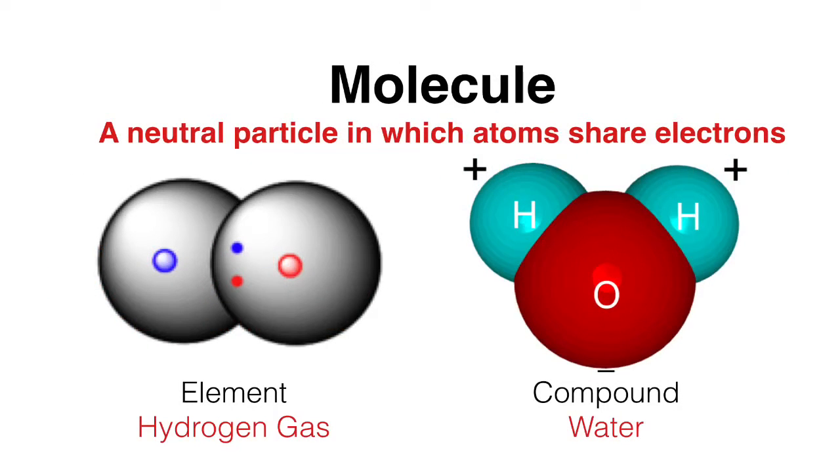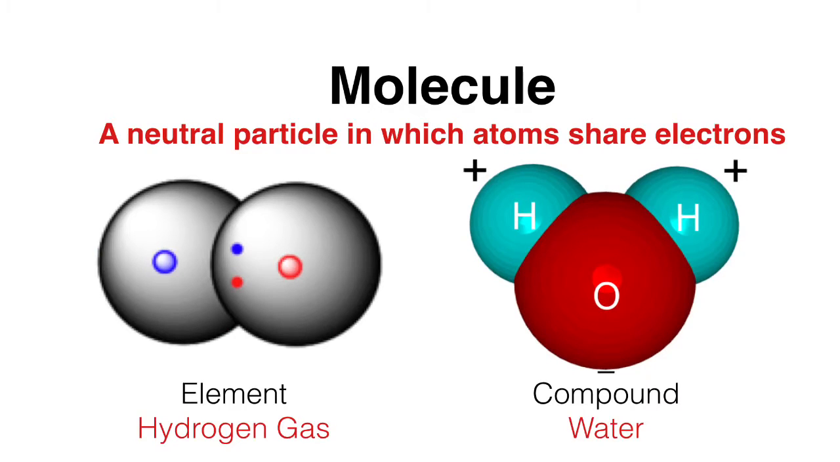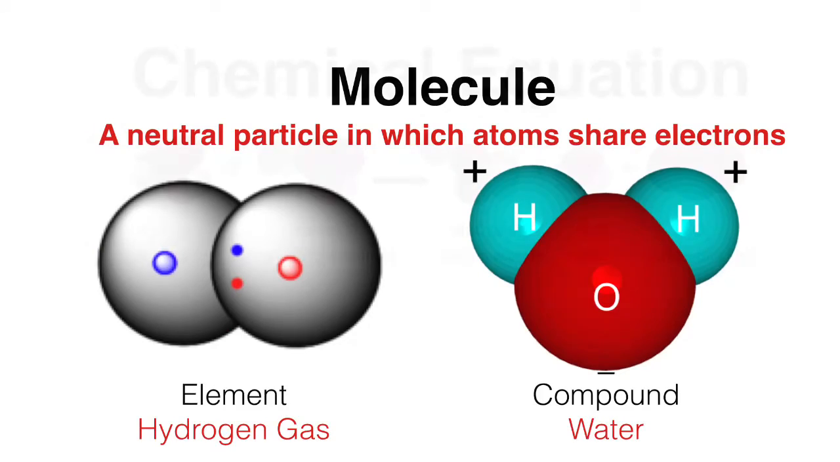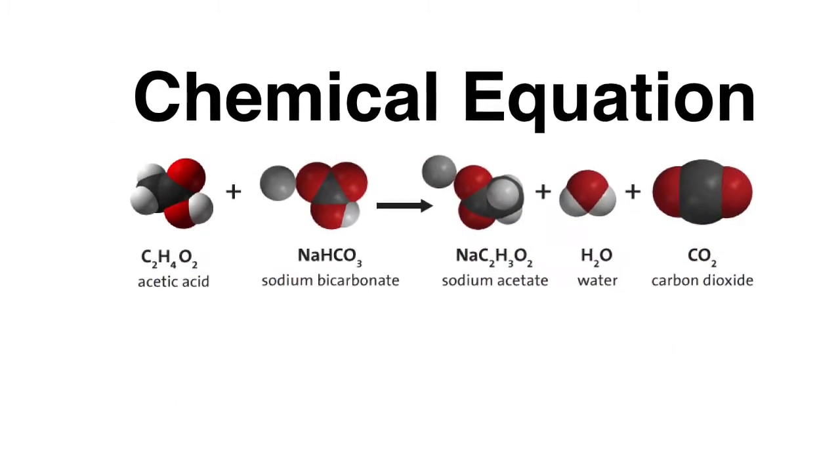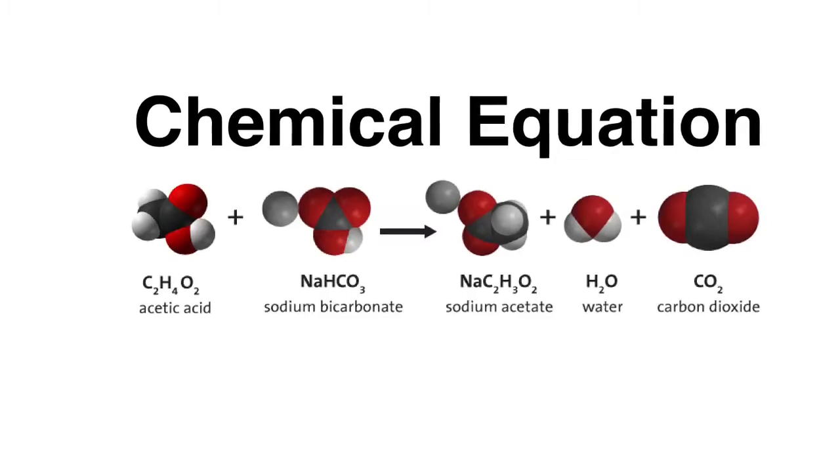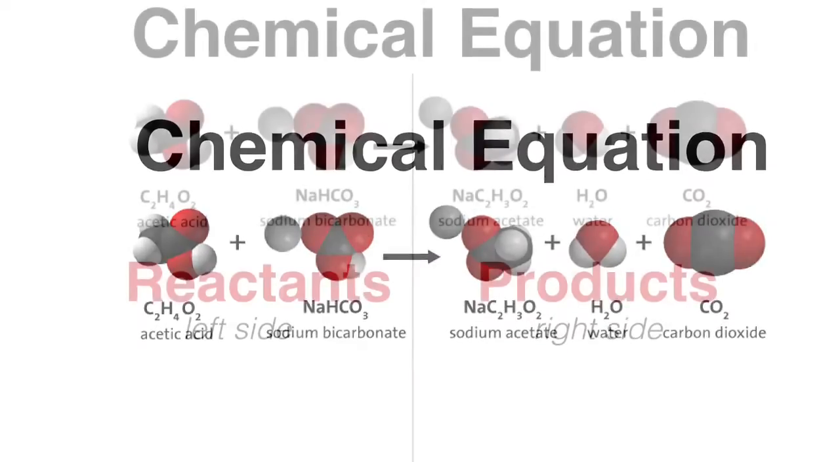This next idea is a molecule, which is a neutral particle in which atoms share electrons. Molecules can be elements such as the hydrogen gas here, H2. We could also have molecules for compounds. Water is a compound, and here is an example of one water molecule. Understanding these parts will help us to be able to read a chemical equation.